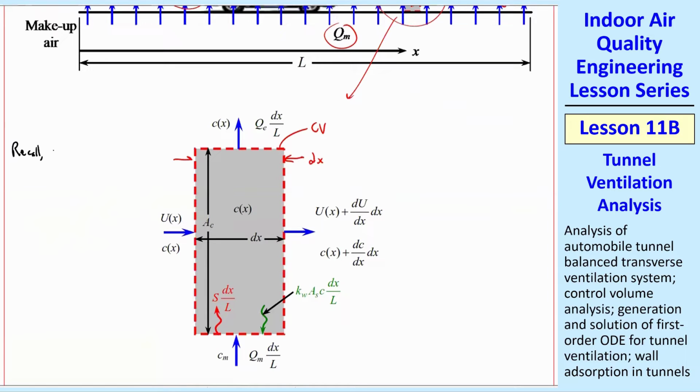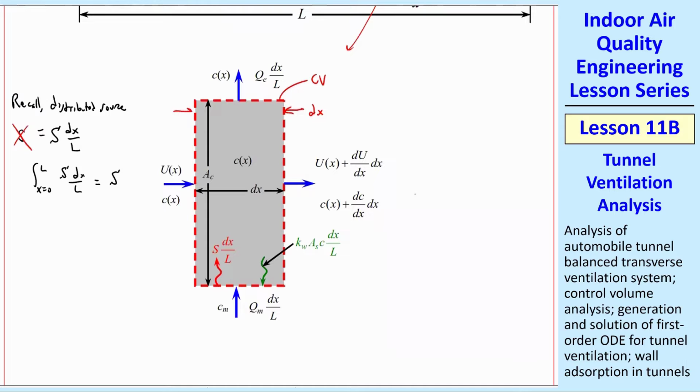From last time, the distributed source equals the total source times dx over L, arguing that if you integrate from x equals 0 to L of S dx over L, you just get L over L times S, so you get S back. So we've just distributed that source into millions of little tiny sources along the length of the tunnel. We had called that little s last time, but I'm not going to use that because that conflicts with a notation that I'm going to use.